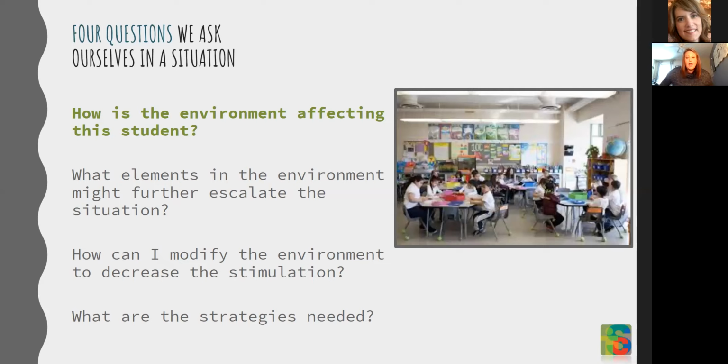So just looking at assessing the situation, looking around, what's going on? Or are we in the hallway? Are we in the cafeteria? Are we outside? Do all of these things help increase or decrease the behavior? And so what's going on in the environment that's affecting this student in this moment?